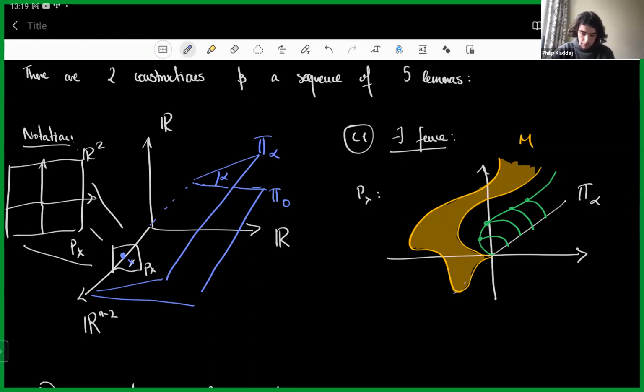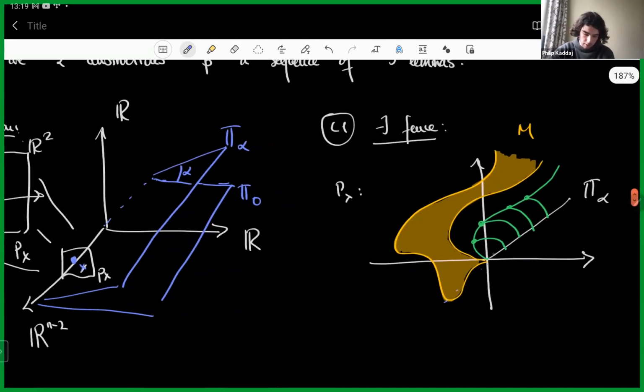We construct a fence by taking, within this px, we have coordinate circles, right? And these circles can vary as I vary their radius, and we can choose arcs on these circles such that they lie on one side of pi alpha but do not intersect M. So this is a picture of what is happening. And then the endpoints of these circles sweep out a surface. And this surface is called a fence.